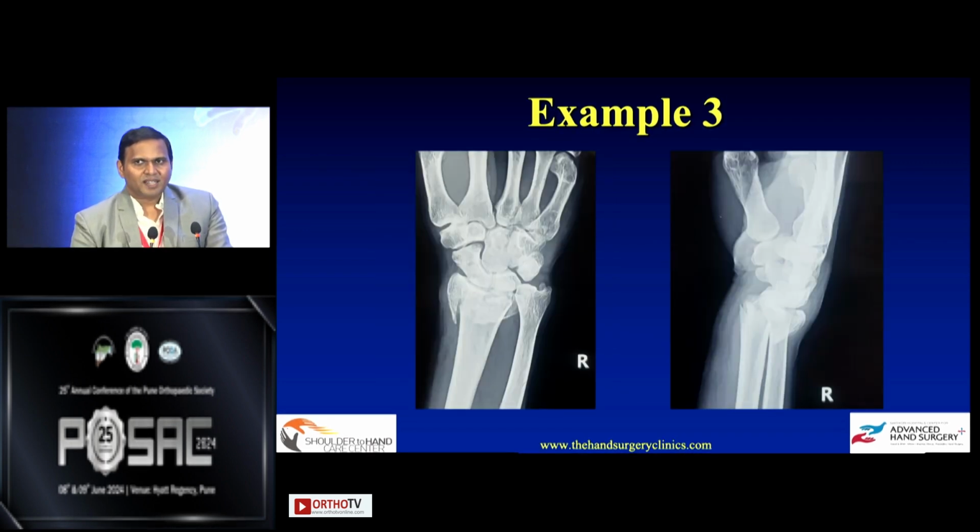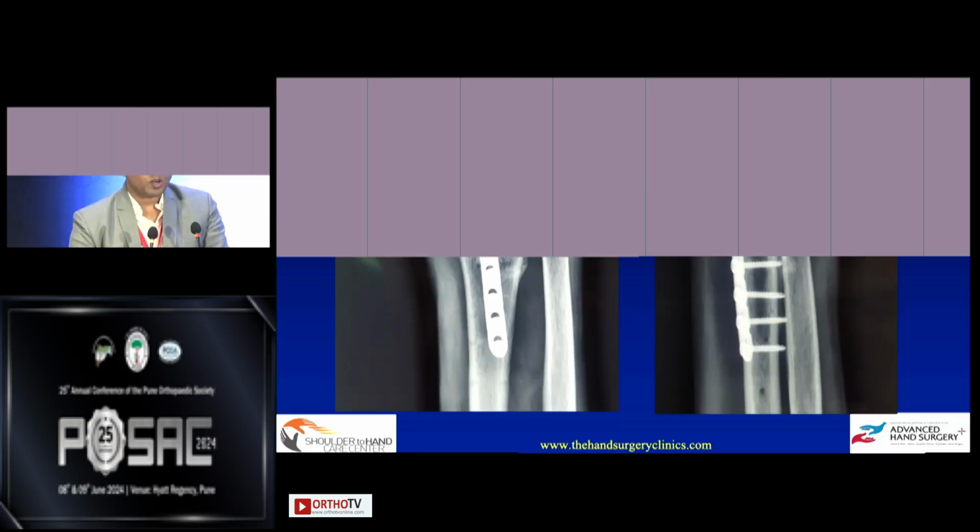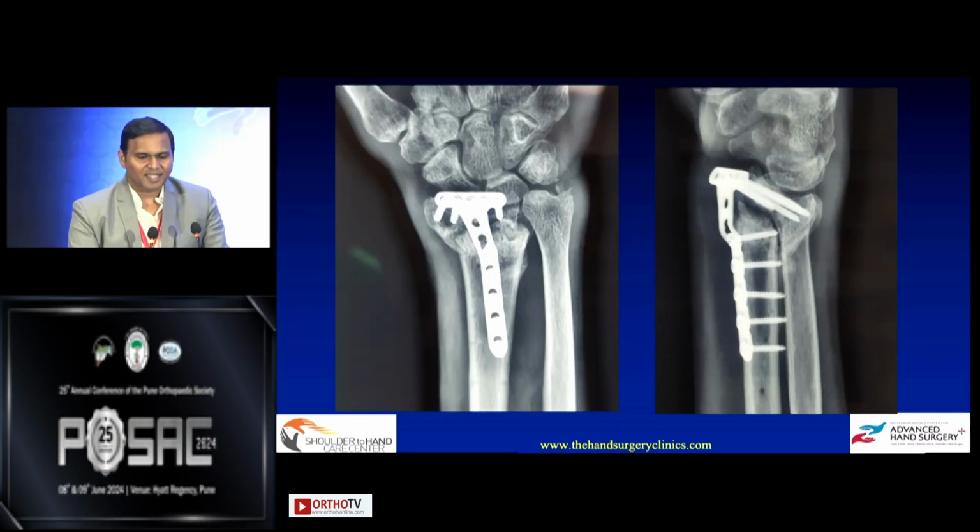This is the third example, a case referred to us. This was the initial picture, the PA and lateral view. We can see extensive comminution of the metaphyseal area, along with multiple fragments of the lateral column and the ulnar intermediate column as well. This was the fixation done by the primary surgeon, where he used a locking plate which was supposed to end at the watershed line, but it extended till the rim fragment, and there was no buttress on the dorsal side. As a result, this fixation underwent failure.